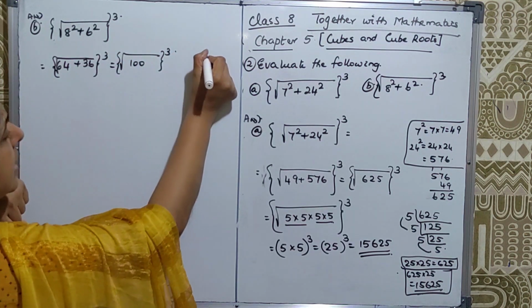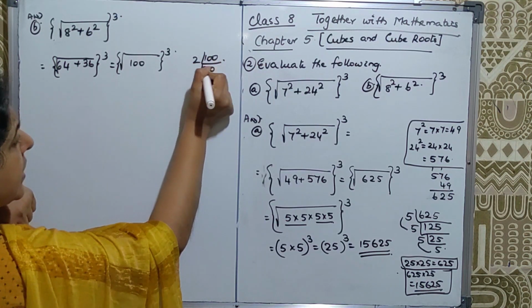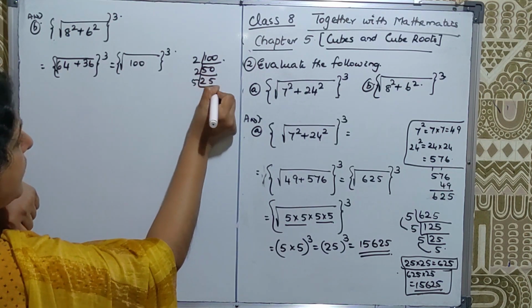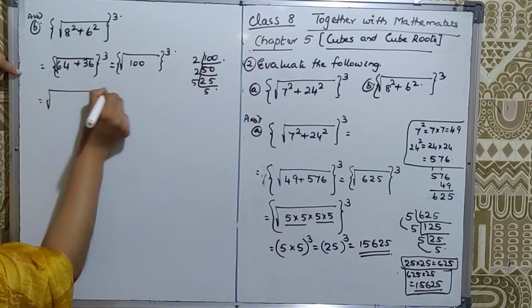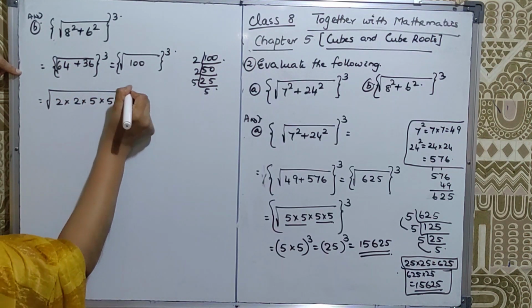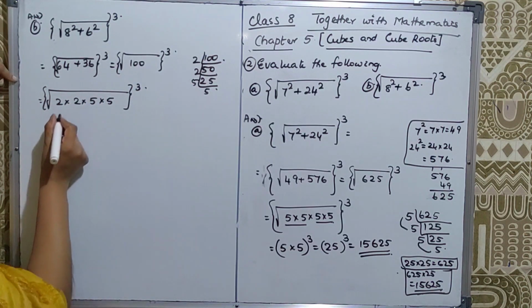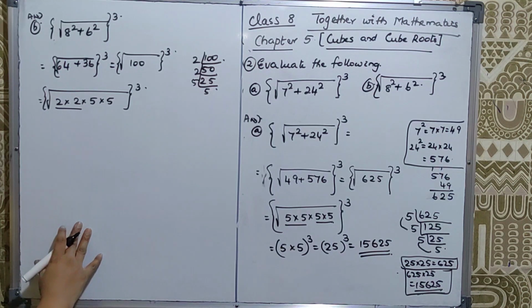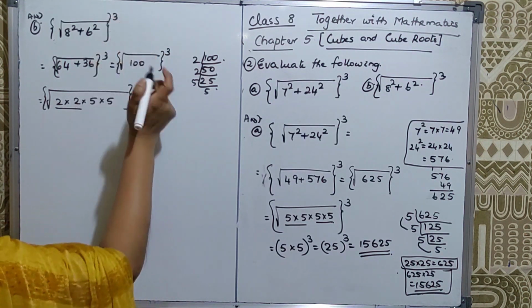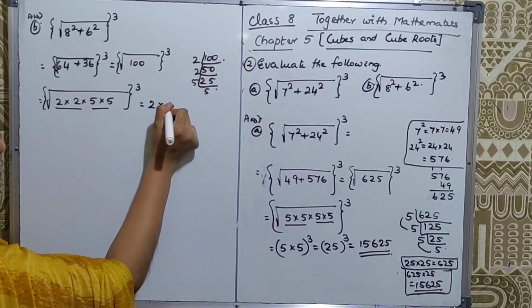Square root of 100. We can do the prime factorization of 100. 2 5's are 10. Again with the 2 table, 25. Again with the 5 table, 5 and 5. So it will be equal to square root of 2 into 2 into 5 into 5, the whole raised to 3. Because of the square root, instead of 2 numbers, you can take 1 number outside. So that will be equal to 2. Instead of 2 5's, you can take 1 5 outside.